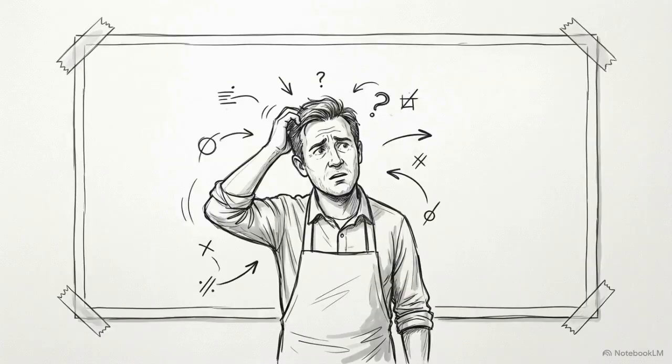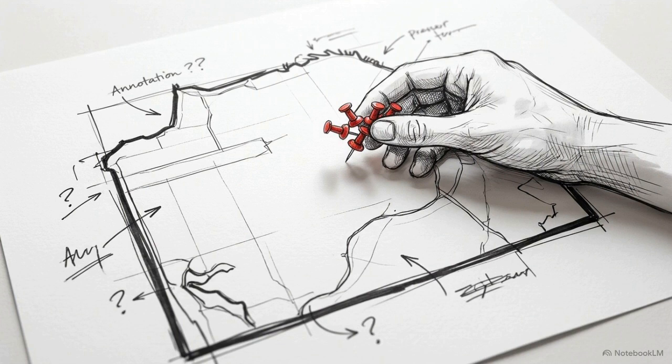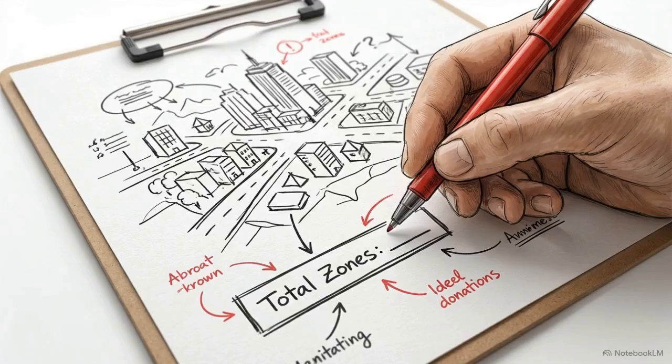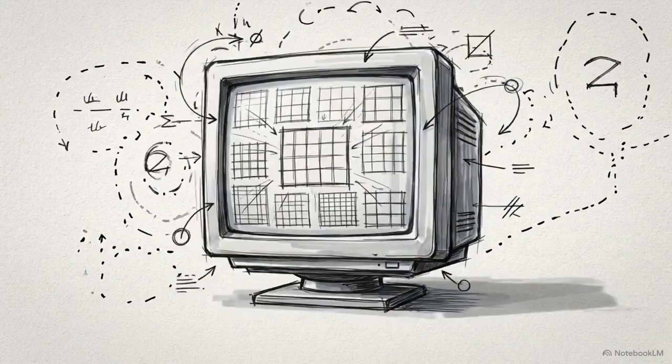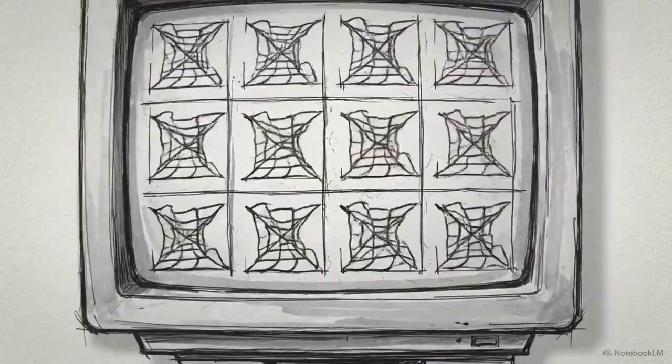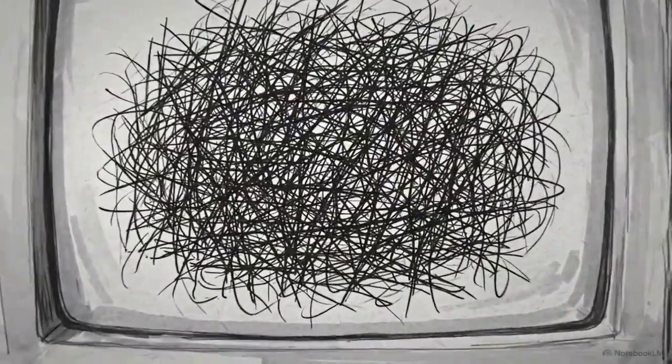But this raises a complication. What happens if you don't actually know how many kitchens you should build in the first place? What if you don't know the correct value for k? To figure that out, data scientists use a standard technique called the elbow method to test multiple different cluster numbers and find the optimal fit.